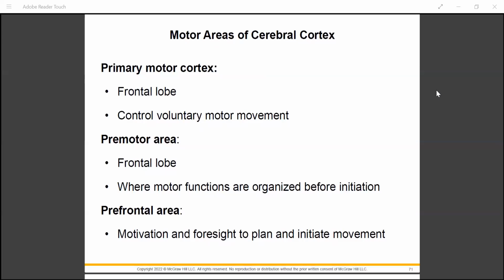Our premotor area and our prefrontal area are both in the frontal lobe as well. This is where we actually organize our actions. Our premotor area, in a sense, almost organizes and writes the instructions for a movement. And then when we actually carry it out, that's done by the primary motor cortex. And the prefrontal area helps that premotor area with planning ahead and having a bit of foresight to know what is going to happen or what we need to do next.